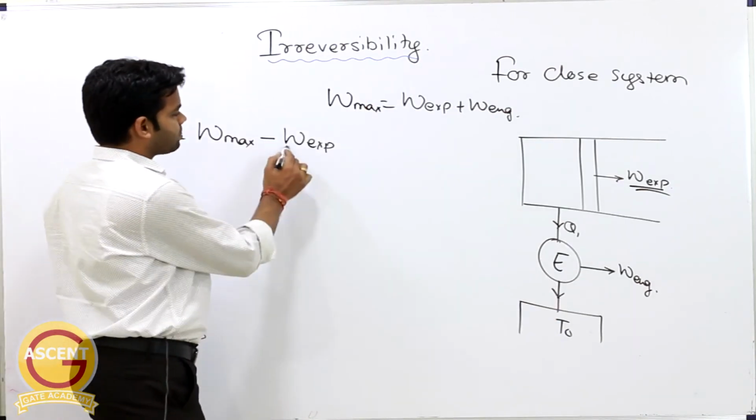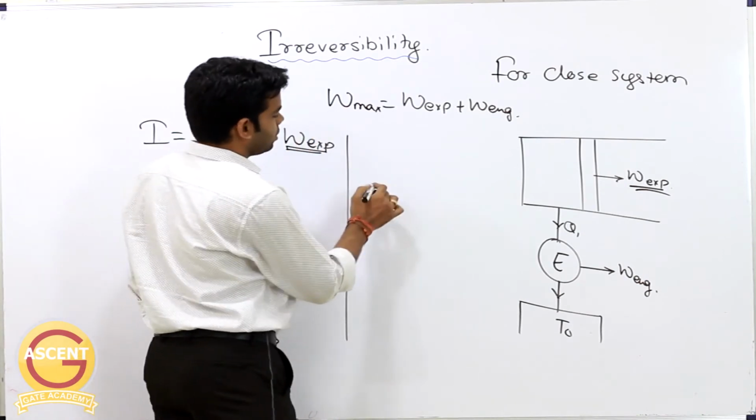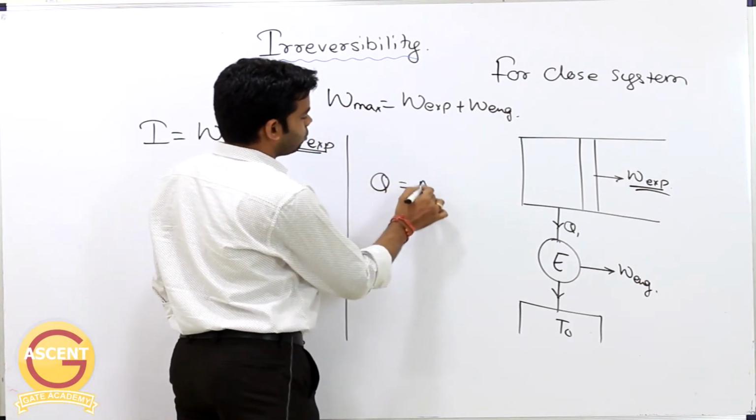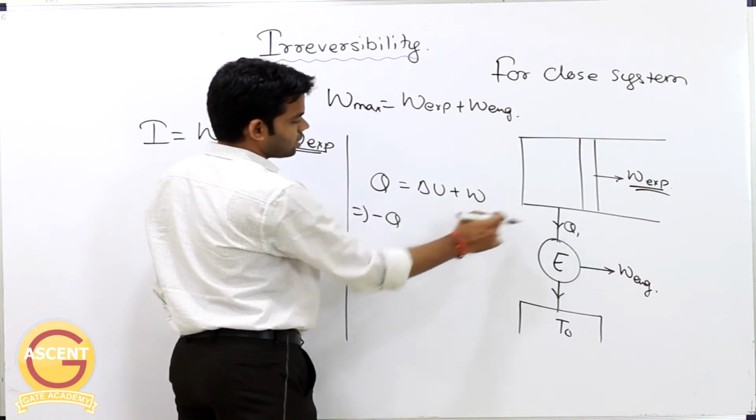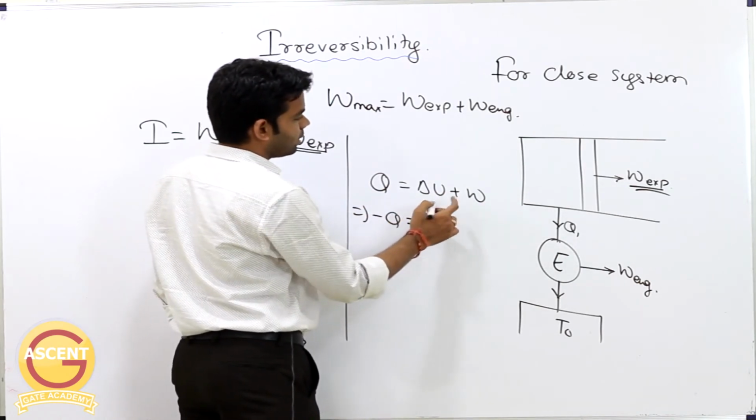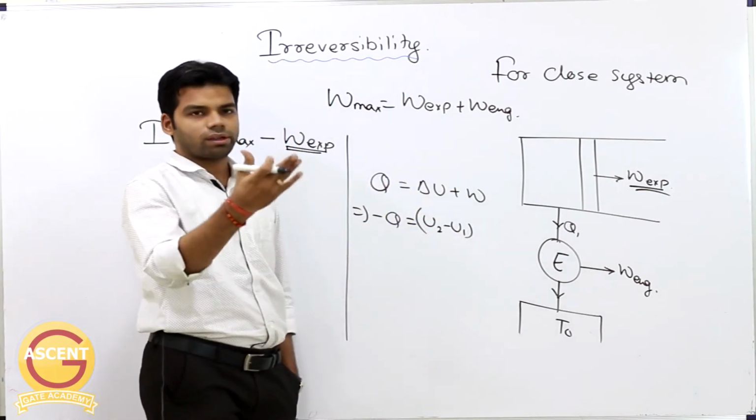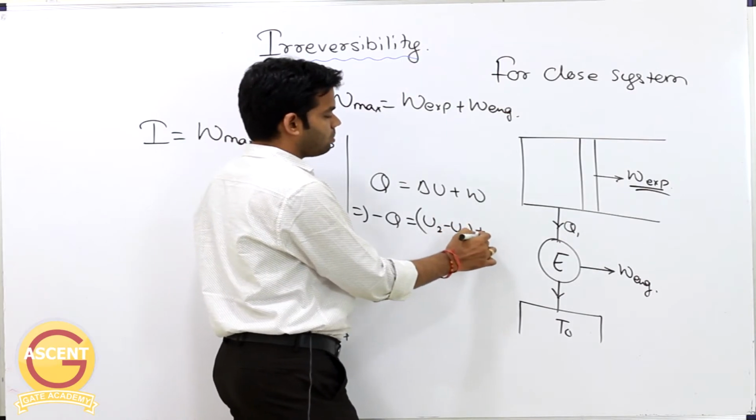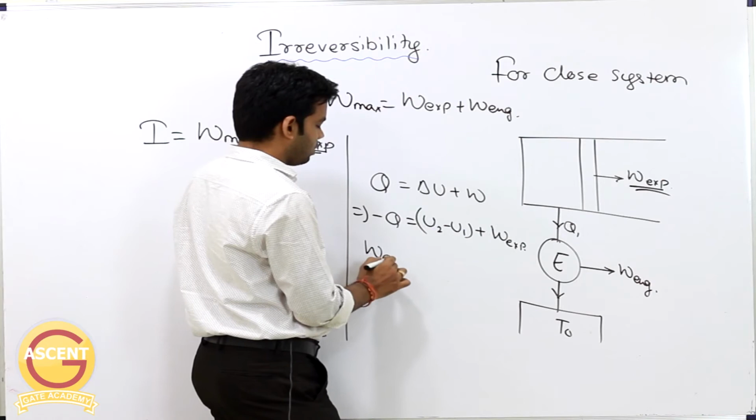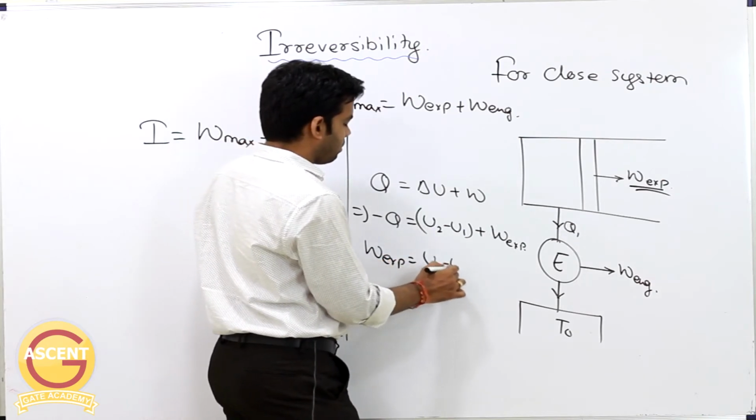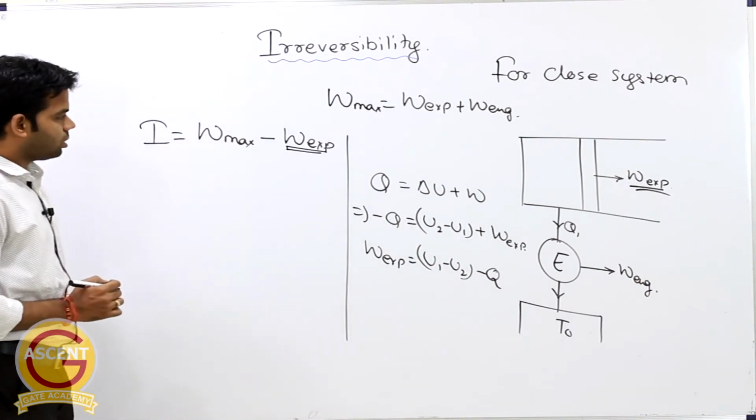Now, what will be the value of this expansion work? For that, we applied the first law, Q is equal to del U plus W, or you can say minus Q is equal to del U, which is nothing but U2 minus U1. Let us suppose the system is changing its state from 1 to 2. So, this will be U2 minus U1 plus W expansion, which we want to determine. So, this W expansion will be equal to U1 minus U2 minus Q. Getting this or not? So, just put the value.